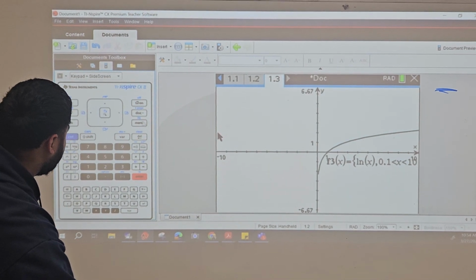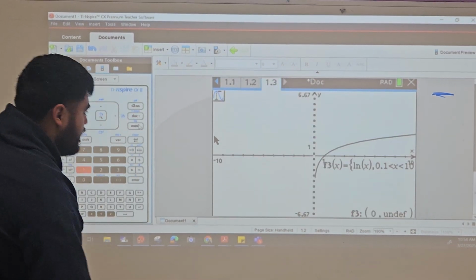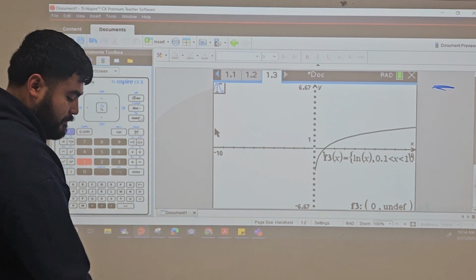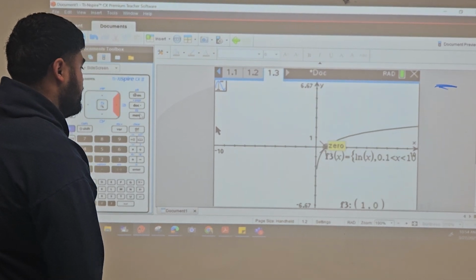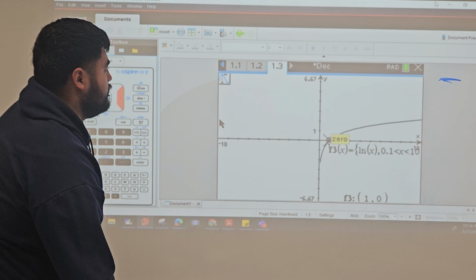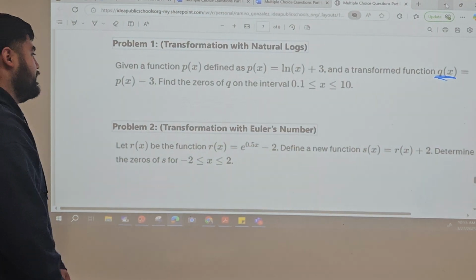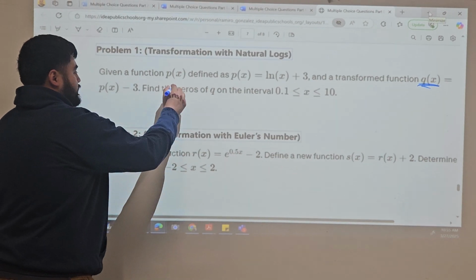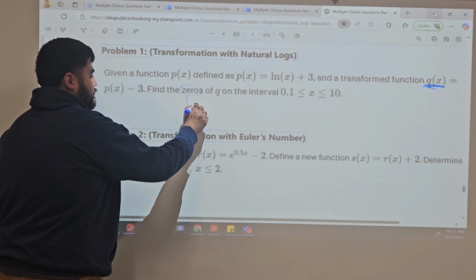And apparently we have to find our 0. So press menu 5-1, and there it is. So the answer should be my 0 is equal to just 1.